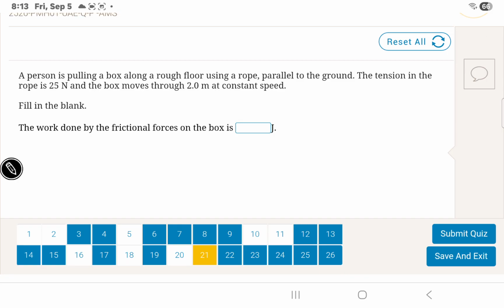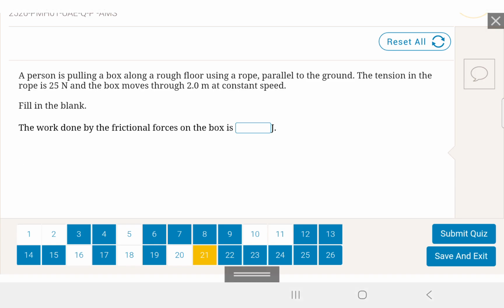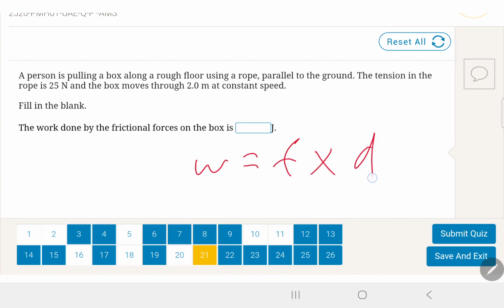A person is pulling a box along a rough floor using a rope parallel to the ground. The tension in the rope is 25 newtons and the box moves 2 meters at constant speed. The work done on the box by friction, or frictional forces, is... work is equal to force times displacement.